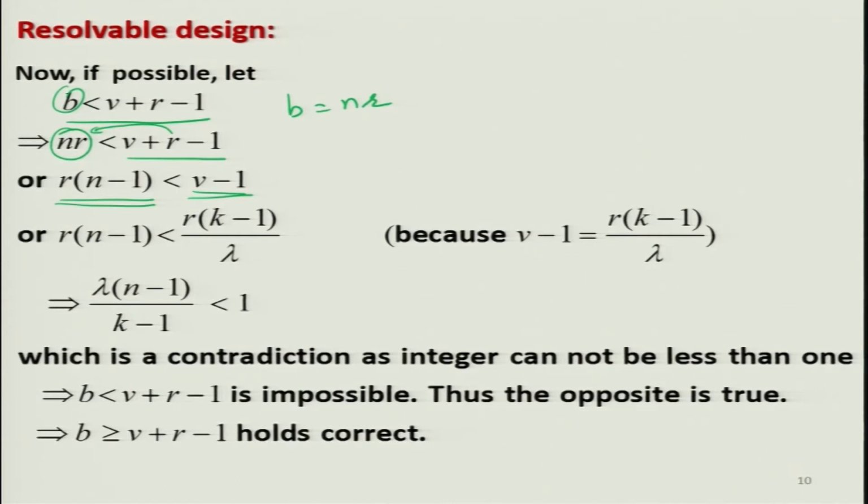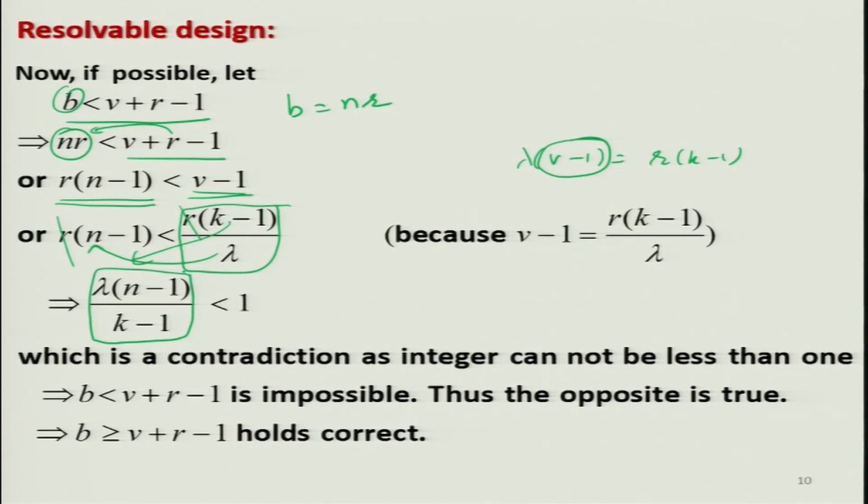Now, using property number 2, that lambda times V minus 1 is equal to R times K minus 1, we can write this V minus 1 as R times K minus 1 upon lambda. So now R and R get cancelled out, and this lambda comes over here. So this becomes lambda into N minus 1 divided by K minus 1 is less than 1.